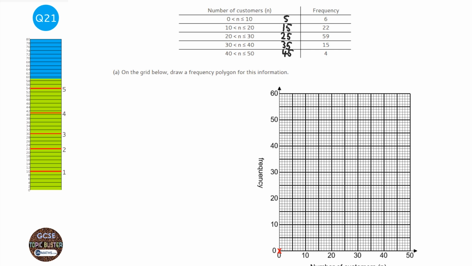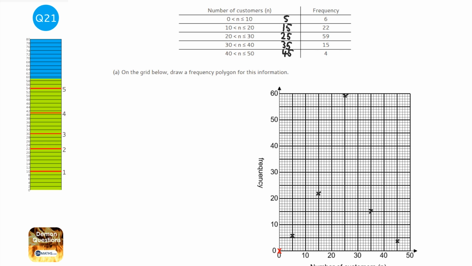So the first one's going to be at 5, and it's going to be 6 high. It's going to be like that. Next one's 15, 22. So 22 would be about there. 25, 59, so 59 would be right up here. 35, 15, a little bit lower than that, but that's fine. 45, 4.